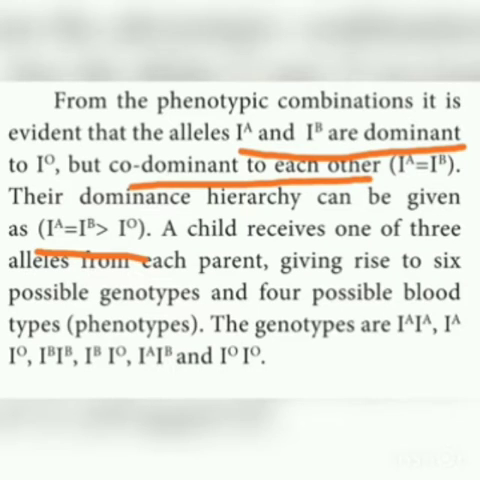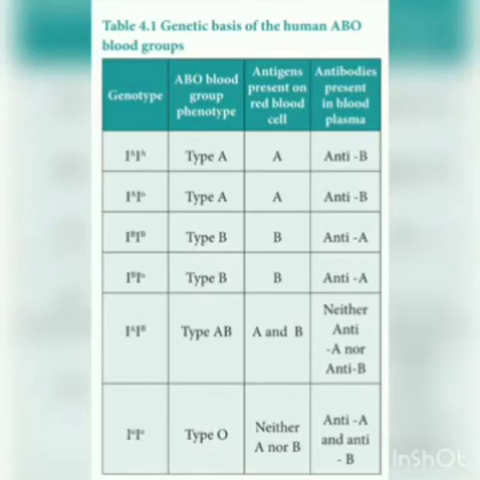So what are the various genotypes of this blood group? There are 6 different genotypes that you already know. You have to see this table, genetic basis of the human ABO blood grouping system.